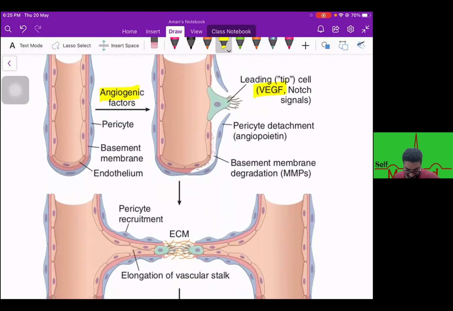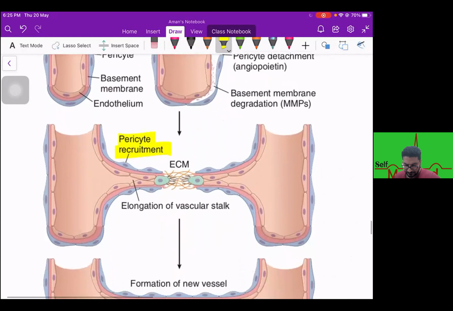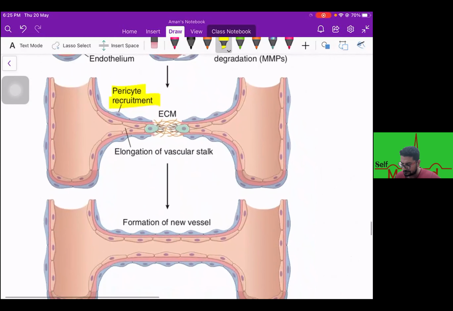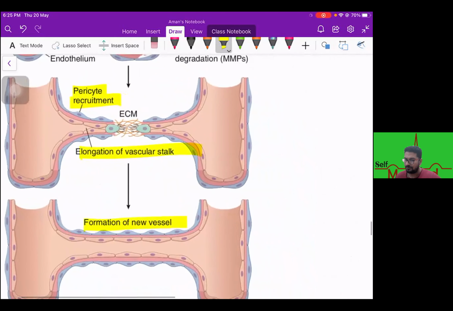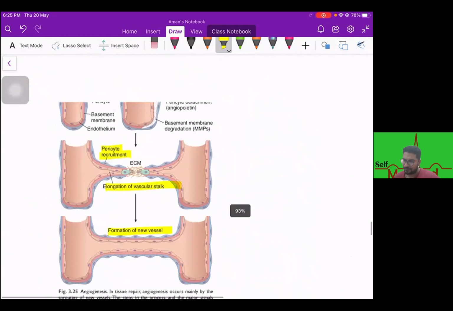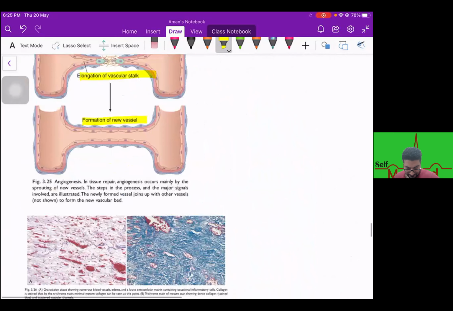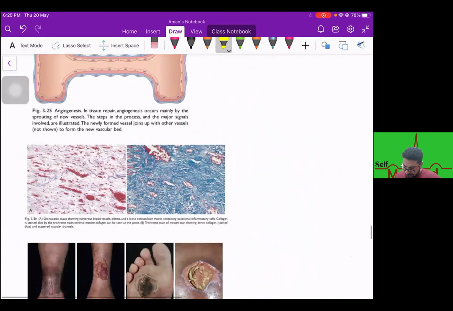You will see there will be a recruitment of pericytes, and you will notice there will be elongation of this vascular streak. So there will be formation of new vessels. This way, a new vessel is formed. What you need to remember is that the factor helping here is vascular endothelial growth factor.